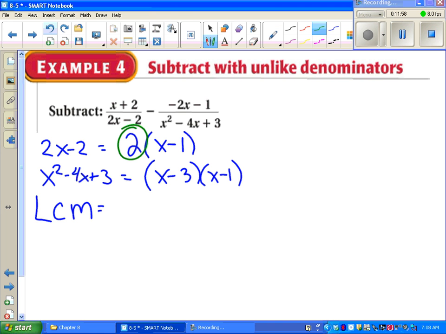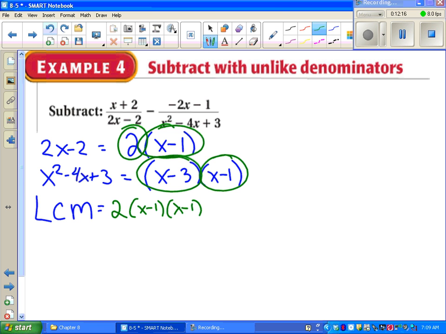Highest power of 2 I see is 1, so I write a 2. Next up, x minus 1. The highest power I see is to the first, so I write x minus 1 to the first. Go to x minus 3. The highest power I see is to the first. Next step, I rewrite the original problem with the denominators factored. That shouldn't take too much effort because we've already factored them.